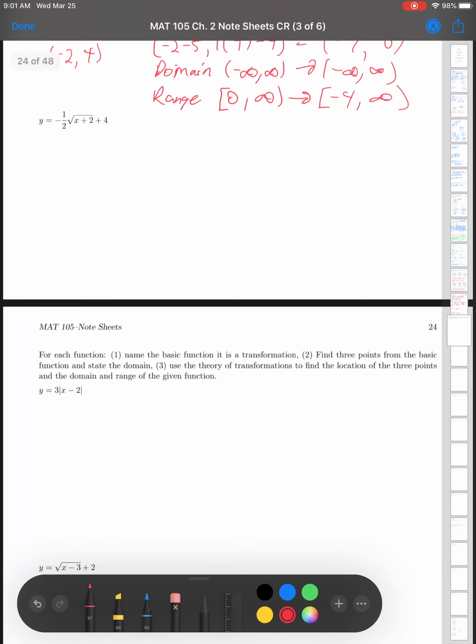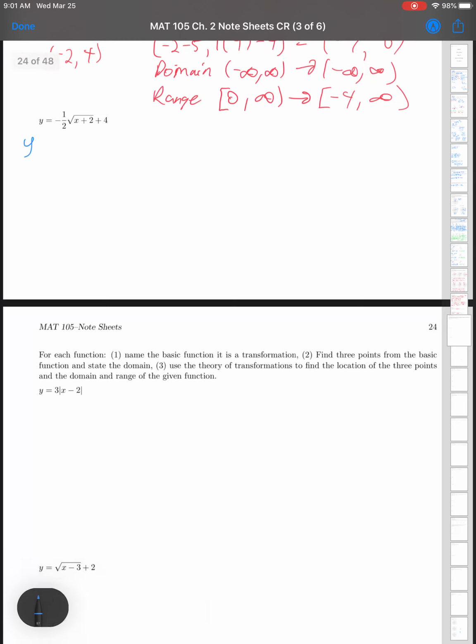Okay, so we start out by finding the original function. In this case, the basic function is y equals the square root of x. So that's part 1. Then part 2 is to find some ordered pairs for that function. So some ordered pairs of the square root of x would be 0, 0 is one good example. We could do 1, 1, and we could do 4, 2. Okay, so those are all ordered pairs of the original function.